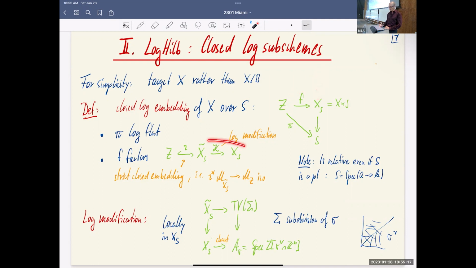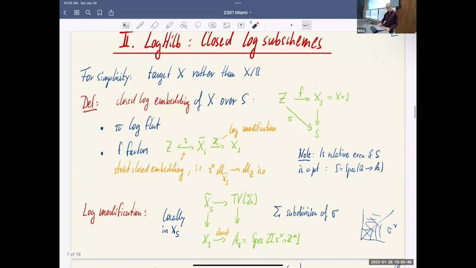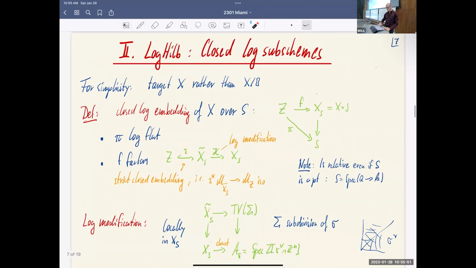So we take a log modification, just think of an expanded degeneration, and then saying it's a strict closed embedding is a form of transversality. So you just inherit the log structure. Well, I should say the transversality comes from combining this strict log structure with the log flatness. Okay. So here I just reminded you what a log modification is. Locally given by a blow up of your chart on X times S.